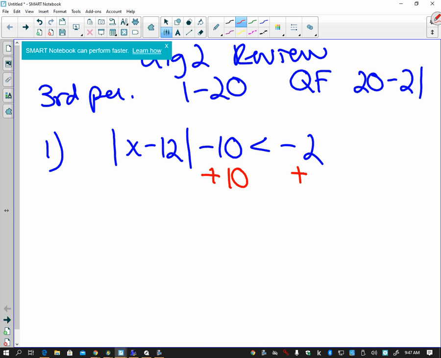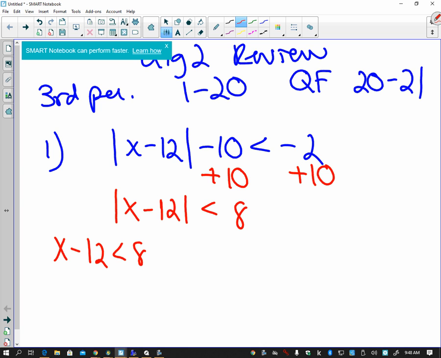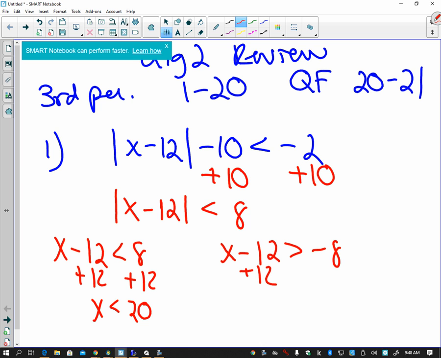Okay? Because what do we see when we isolate the absolute value? All right, we see that our absolute value is less than a positive number, okay, which is 8. Now, do not forget, because it's a common thing to forget, that I have to solve 2 of these. So x minus 12 is less than 8. X minus 12 is greater than negative 8. Okay, add 12. Okay, x is less than 20. Add 12. X is greater than 4.